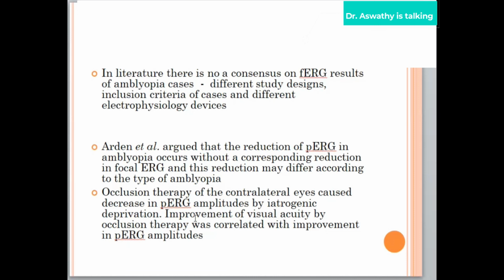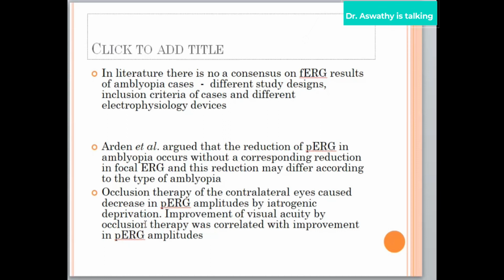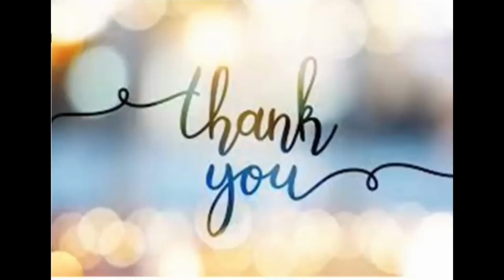And also, with occlusion therapy, the contralateral eyes showed a decrease in PERG amplitudes by iatrogenic deprivation, and improvement of visual acuity by occlusion therapy was correlated with an improvement in PERG amplitude. But when there was no improvement in the visual acuity, the PERG amplitude remained low. That's all I could find about the electrophysiological test in amblyopia.